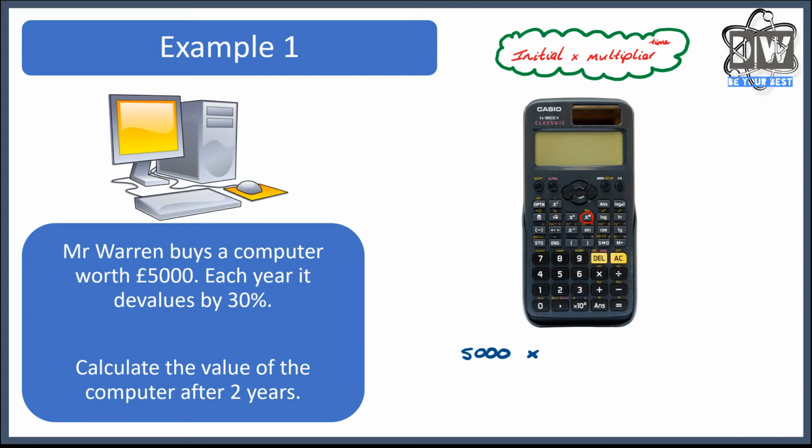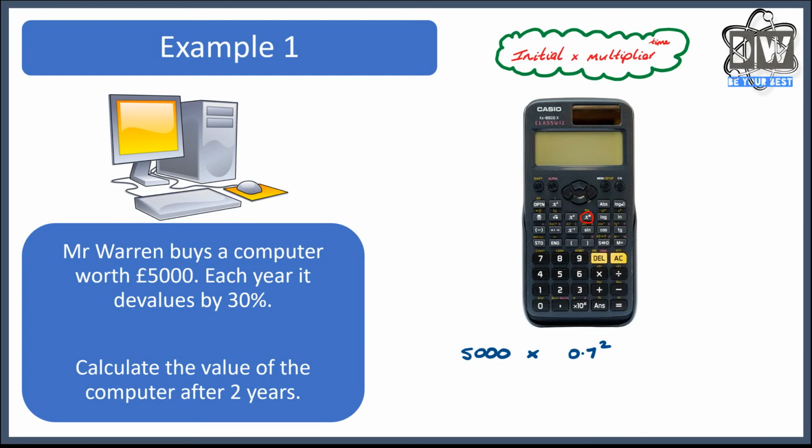So if I've got 100% and it's going to devalue by 30%, I'm going to end up with 70%. So I need to write that down as 0.7. Our time is 2 years. So there we go. Does that make sense, everyone?